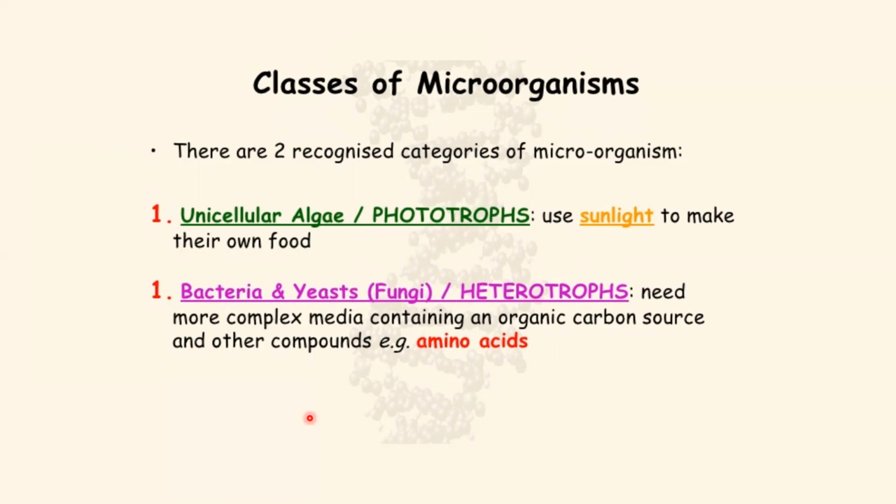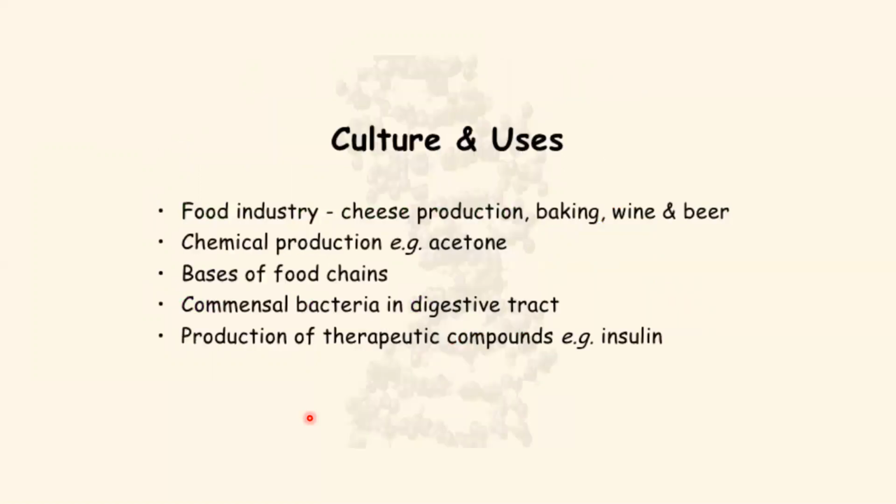And then there are the heterotrophs. They need complex media containing an organic source. They always need an organic source and other compounds like amino acids. Not always, but sometimes they need amino acids with micronutrients. As we discussed, for the food industry, you want cheese, you want baking products, for example, bread, for example, what else? Baking products.